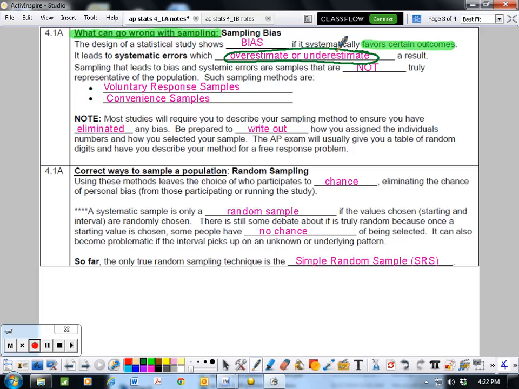Now, sampling that leads to bias and systemic errors are samples that are not truly representative of the population. So that voluntary response sample and the convenience samples, they're bad. Do not do them. Because they're going to consistently give us incorrect information. And then we look like fools because we're spreading incorrect information as if it's fact when it's not.